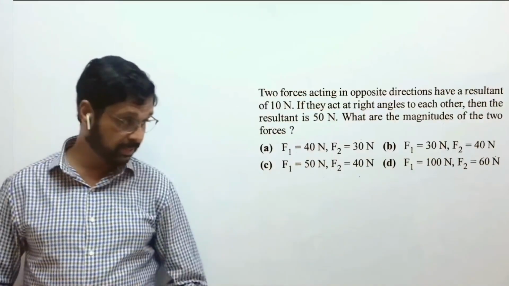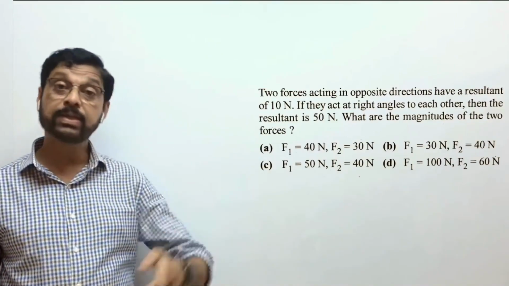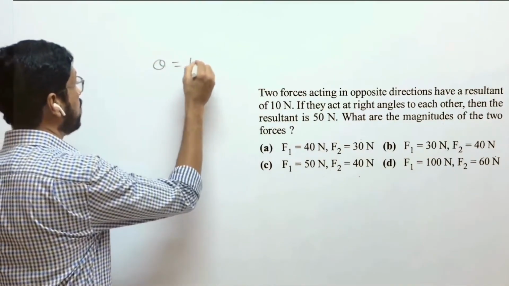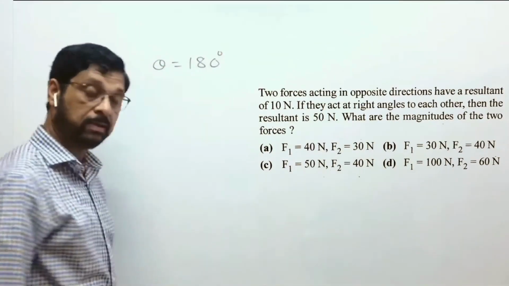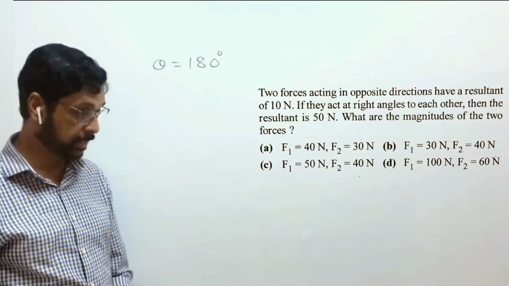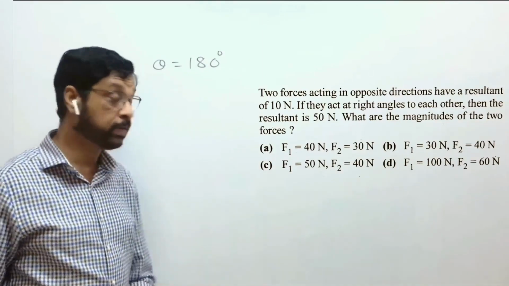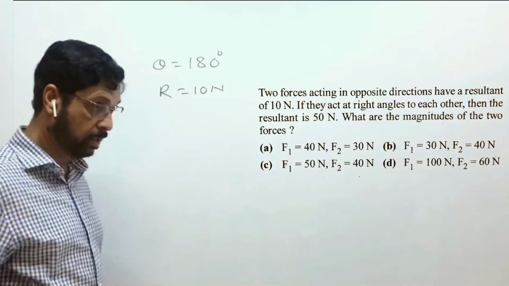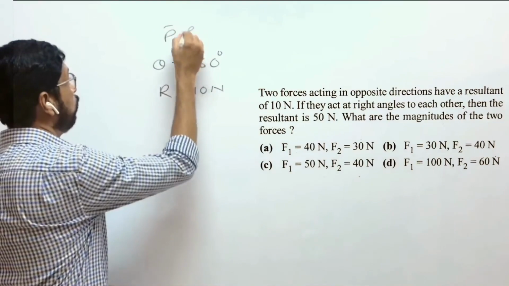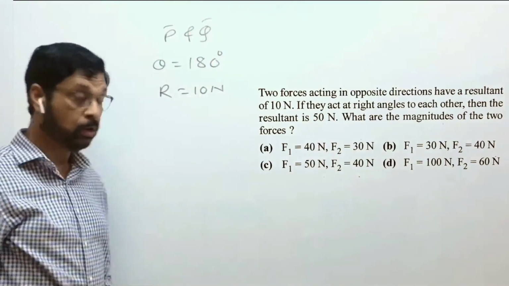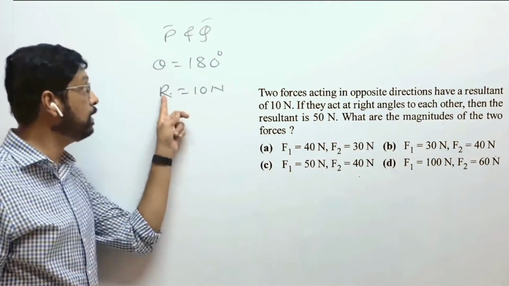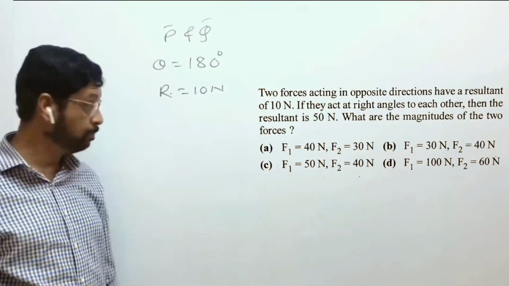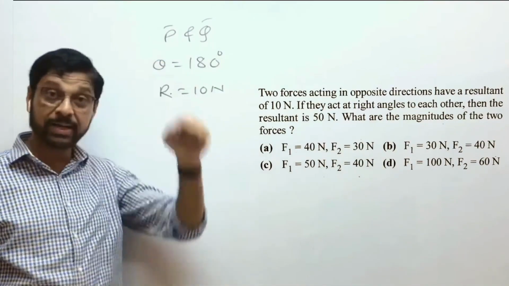Two forces acting in opposite directions. Acting in opposite directions means theta is equal to 180 degrees. They have a resultant of 10 Newton. If we call these two forces P and Q, then R is the resultant of what? P minus Q, since they are in opposite directions. Means R is the resultant of P minus Q.